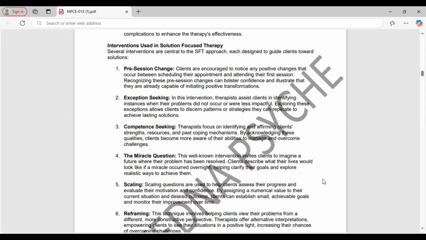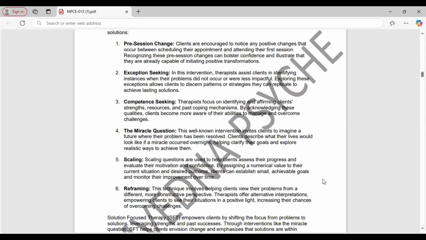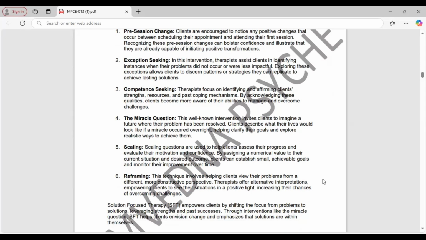The miracle question, clients imagine a future where their problems are solved, clarifying their goals. Scaling, clients assess their progress and motivation to establish achievable goals. And reframing, therapists help clients view problems from a new perspective, fostering constructive changes. Thus, SFT empowers clients by focusing on solutions and using their strengths to guide them towards achieving meaningful, lasting change.